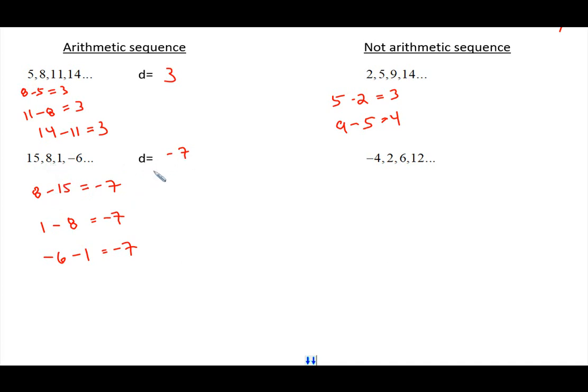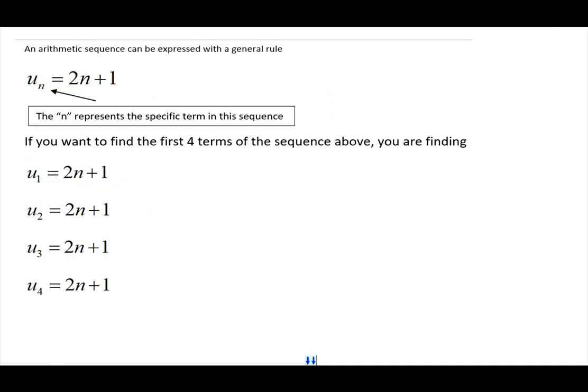8 plus negative 7 gives me 1. Negative 6, right? If I wanted to find the next number, I would just add negative 7, and I would know the next number is negative 13, and so on. Okay, so that's how you figure out if a sequence is arithmetic or not. It's really simple. You just subtract the numbers, and if you keep on getting the same value, that means it is arithmetic, and that same value is your common difference.